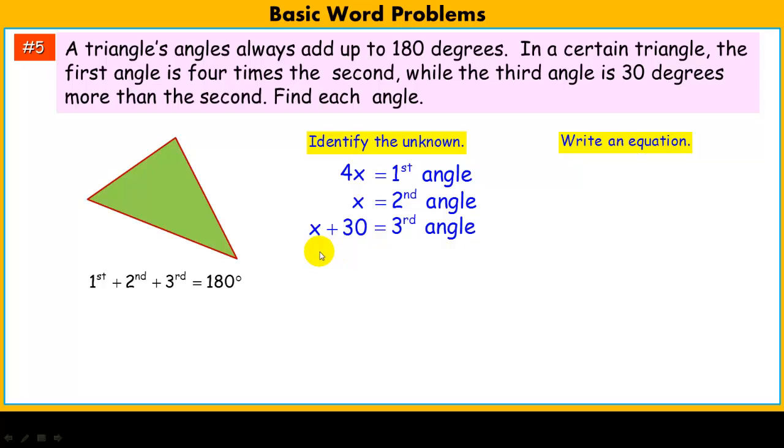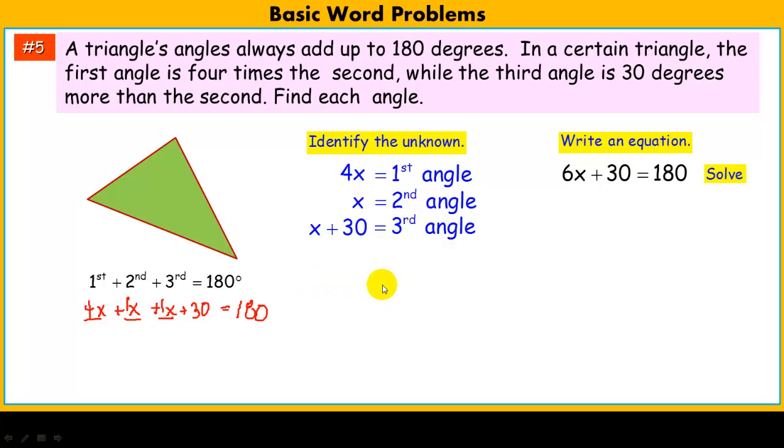And now we just add them up. The first angle is 4x plus the second angle x plus the third angle x plus 30. This is going to give us our equation. We do a little simplifying beforehand: 4x, 1x, 1x, I get 6x plus 30 equals 180. Now we solve. Subtract 30, divide by 6. x equals 25. Now we have to answer the simple question, which is find the angles.